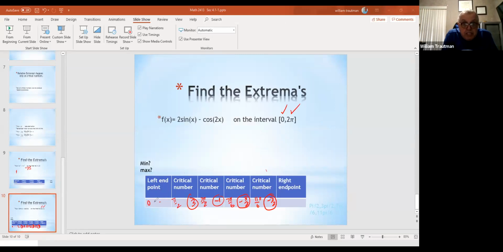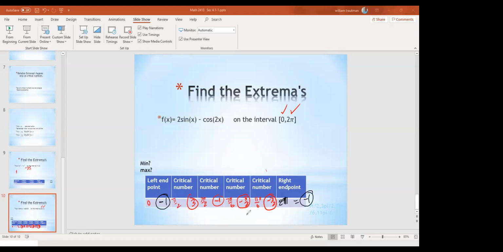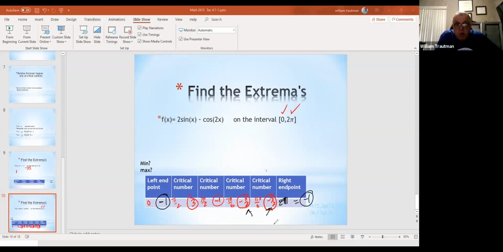So anyway, when you plug 0 into the original function, you get -1. If you plug in 2π, which is the same as 0, it's the same spot on the unit circle, you get -1 also. So from here, where is our minimum? Where's our lowest y value? -1.5. Yes, we have 2 minimums here. They're both the same. Extremas are minimums and maximums. We have two critical numbers that are minimums, 7π/6 and 11π/6.